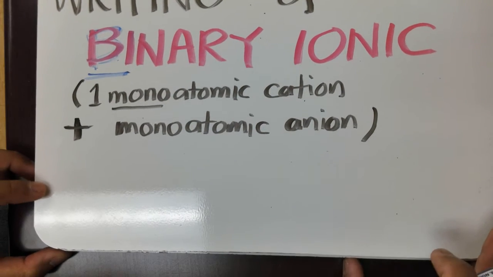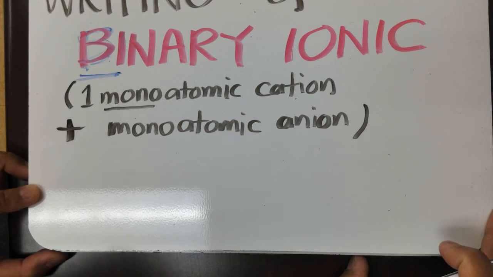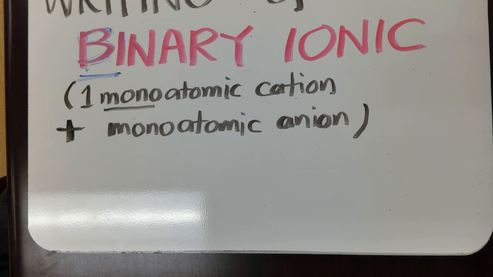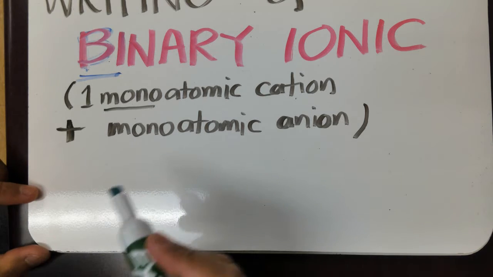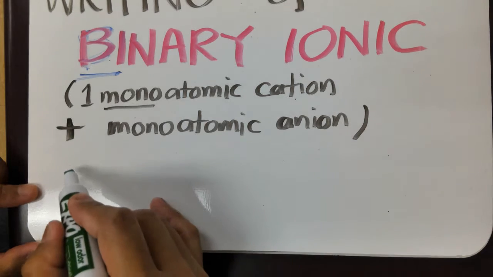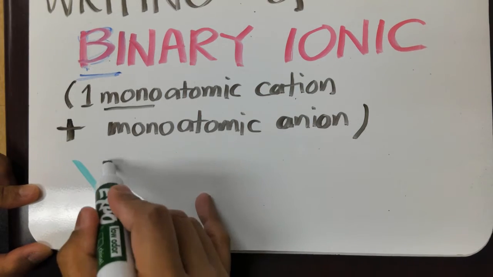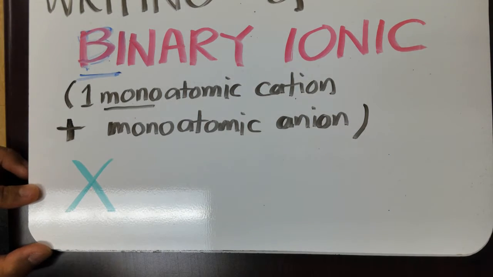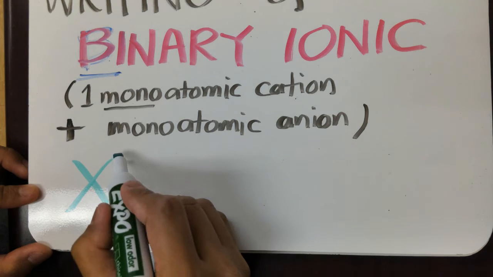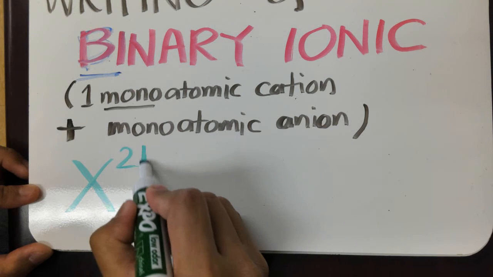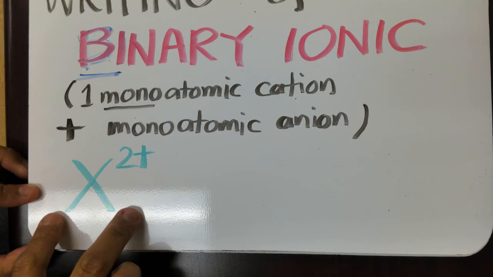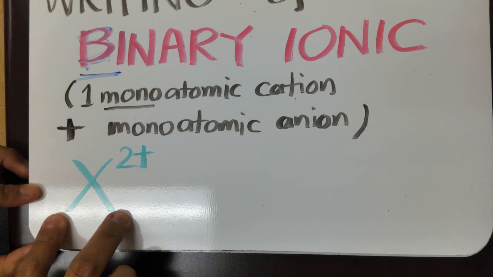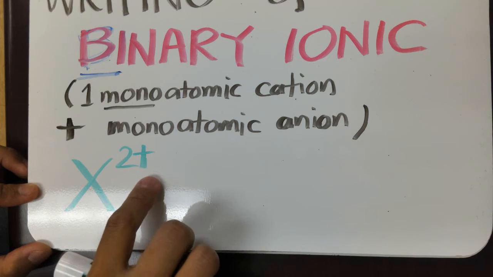Let me make use of some algebraic symbols. Remember the x and y? I'm going to use x and y here. Every time you have a binary ionic compound, you always begin with your cation, the positive. So let's say my positive is element x, and the charge of element x is 2 plus. So x can be the symbol of any cation element, and then the charge is 2 plus.